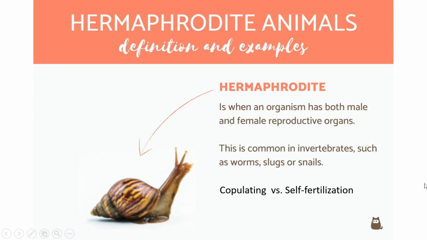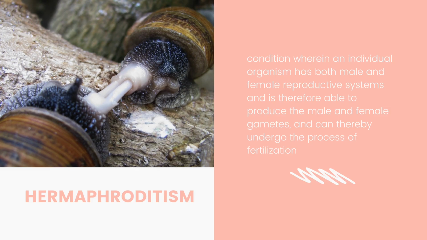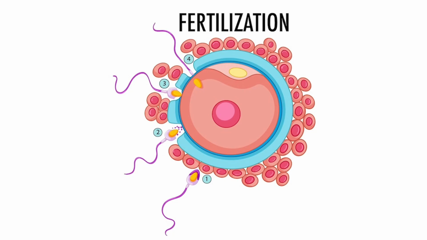However, of course, what is more advantageous, copulation or self-fertilization? Well, of course, the answer will be copulation, because self-fertilization essentially is fertilizing itself, which produces clones. So when the environment changes, then the species might all be wiped out. Unlike copulation, which is sexual reproduction, again, produces a variety of offspring that can adapt to changes in the environment. So that's hermaphroditism. They have both male and female gametes, male and female structures.